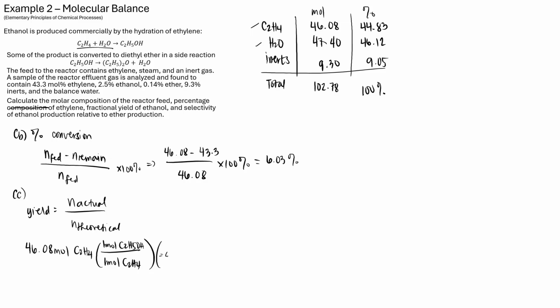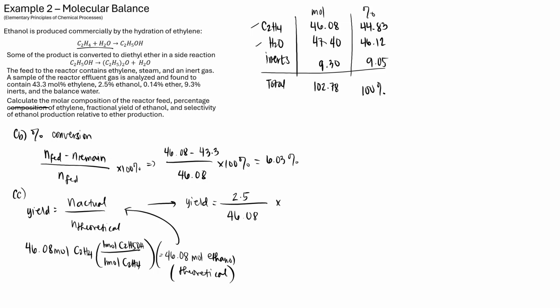Oh, that's it. 46.08 moles ethanol. It's theoretical. Then that means, if I plug it in here, yield is number moles actual, that's 2.5 over 46.08. That's 100%. The yield is 5.43%.